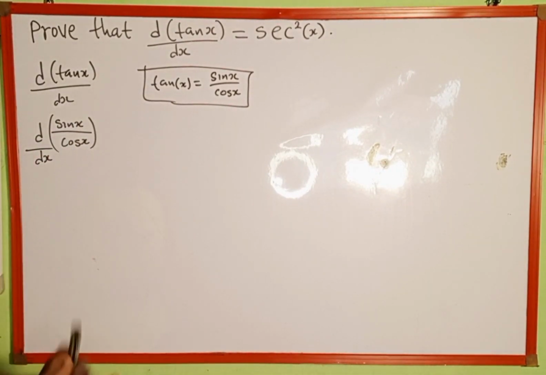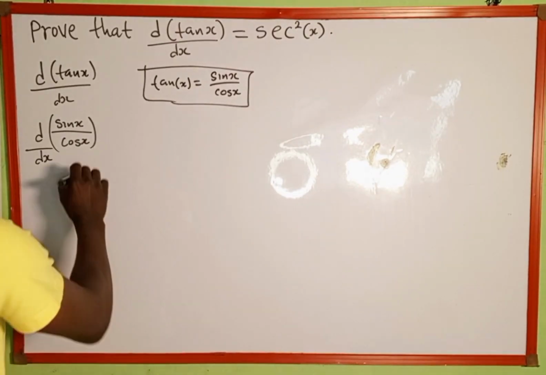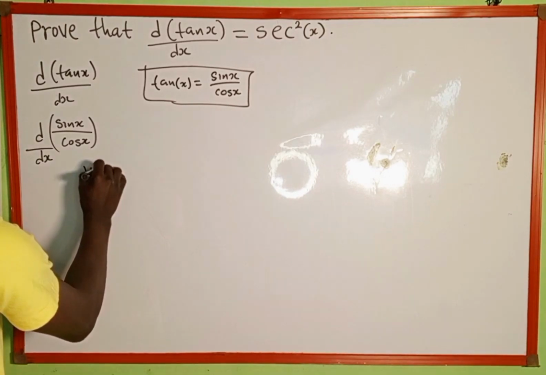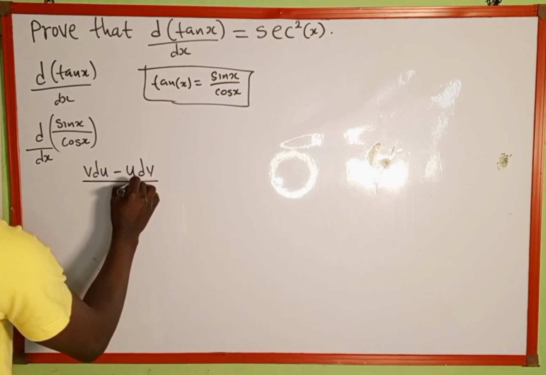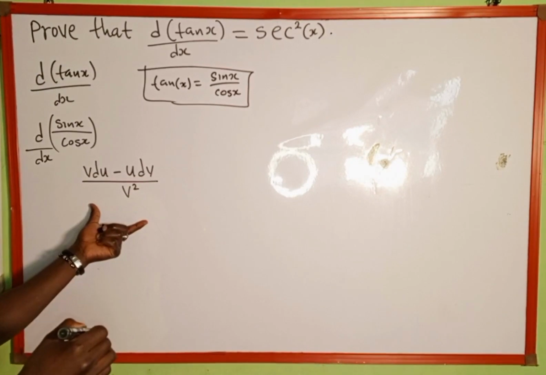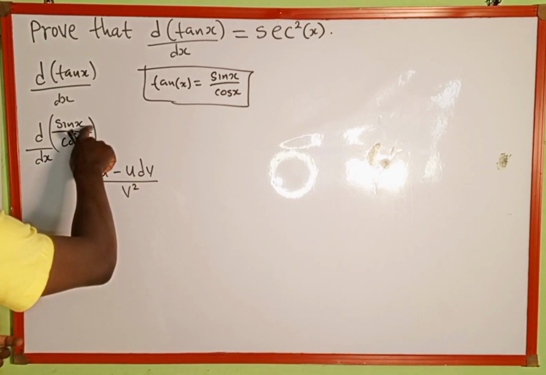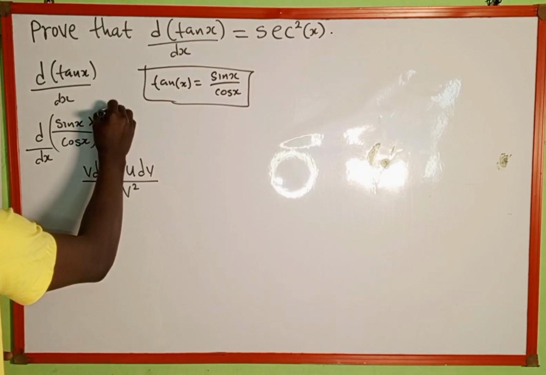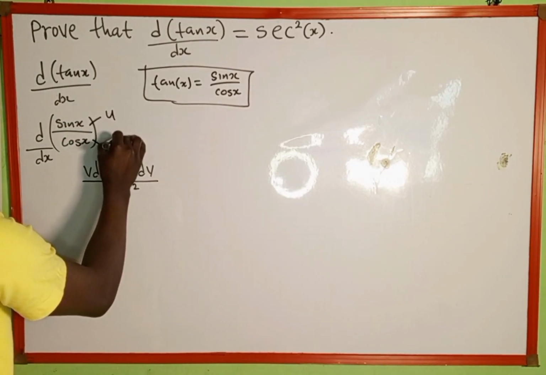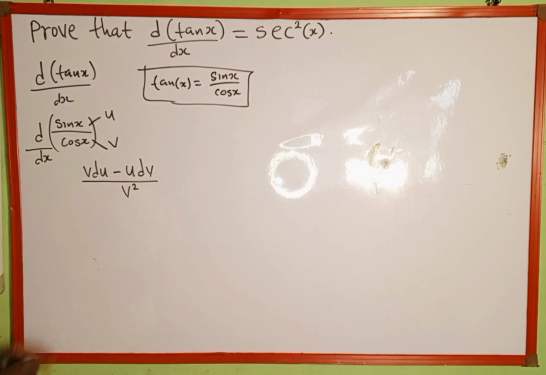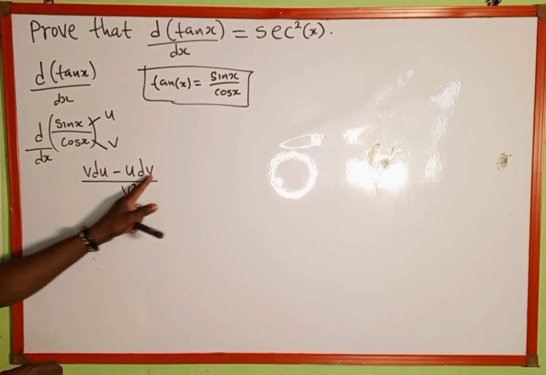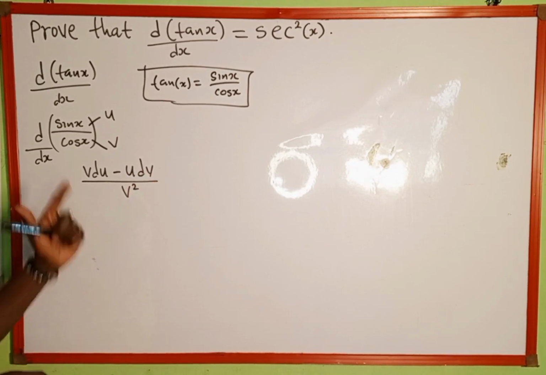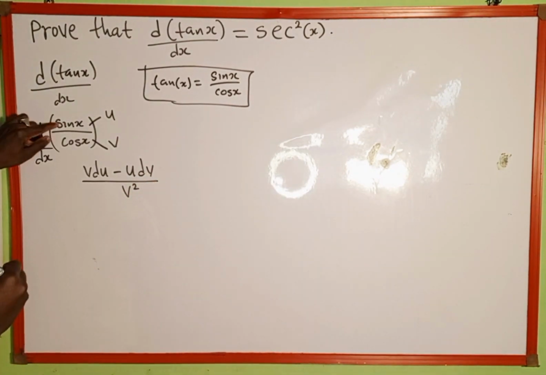This is a fraction, so we are going to use the quotient rule. And the quotient rule formula, we recall, is v du minus u dv all over v squared. So in this function, we let the up one be u, then the down one be v. So what does the formula mean? We write v, we differentiate u, and here we write u, then we differentiate v, then everything all over v squared. So let's start.